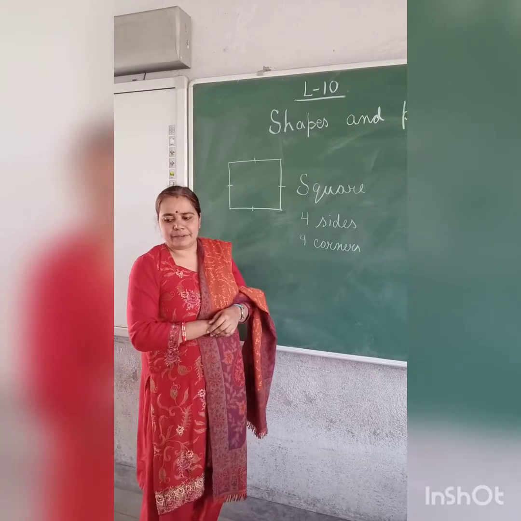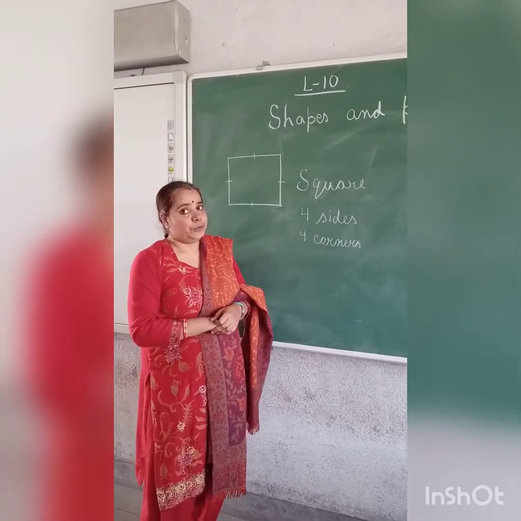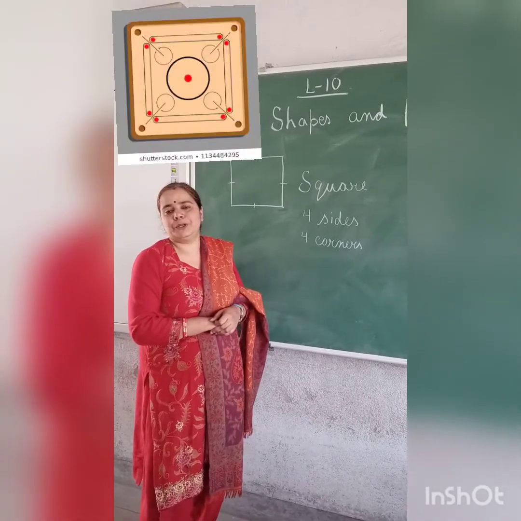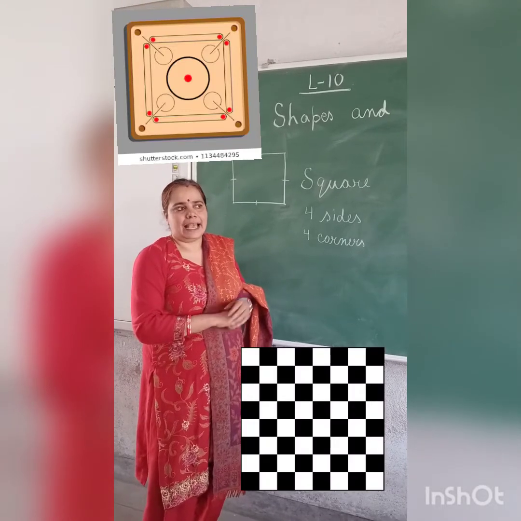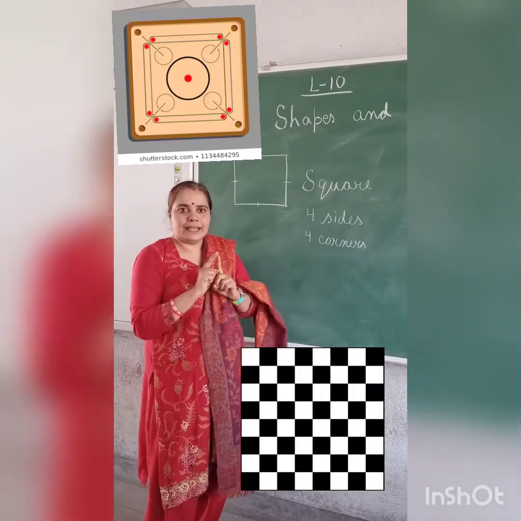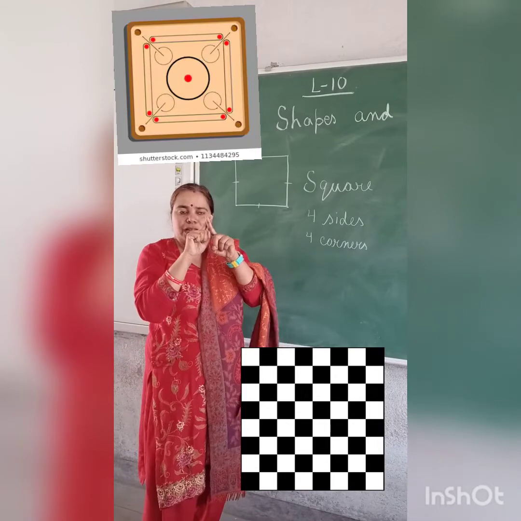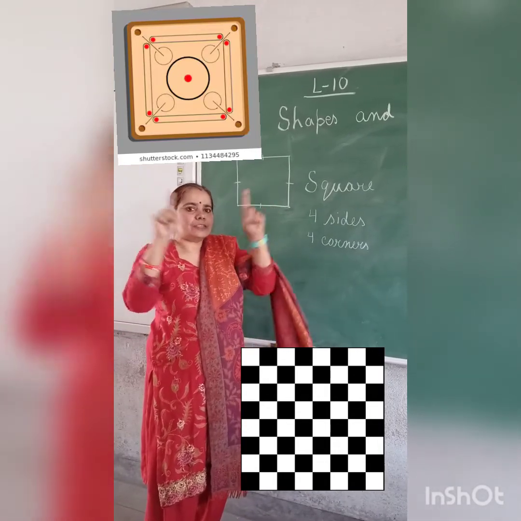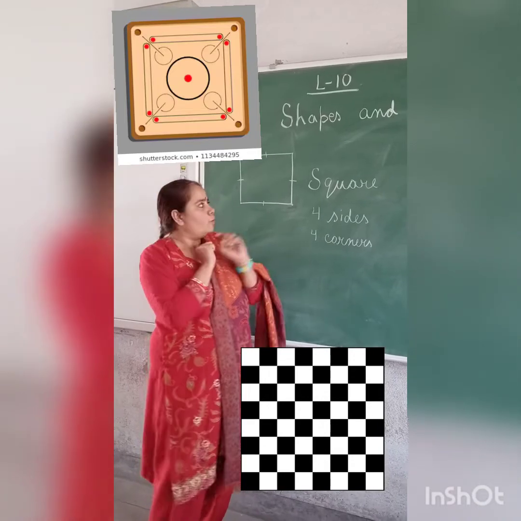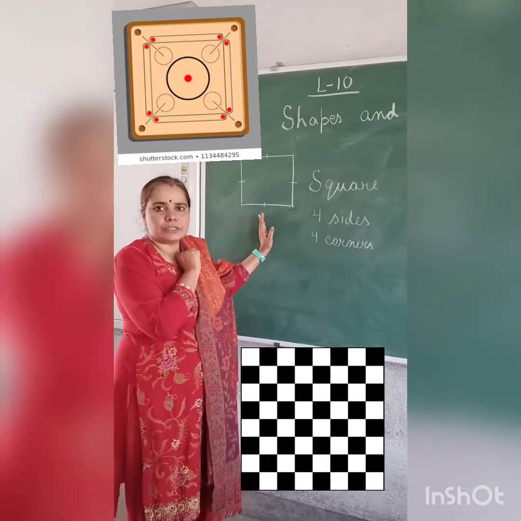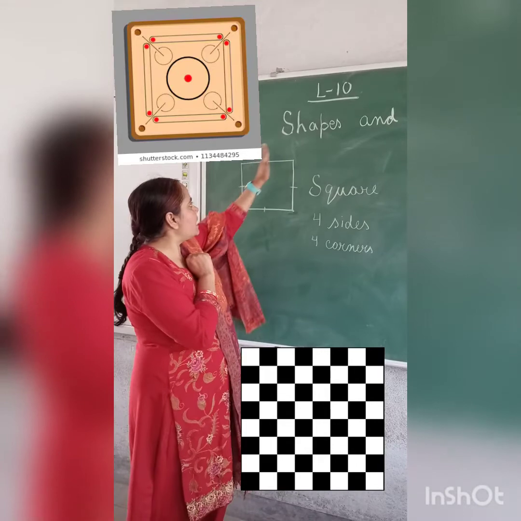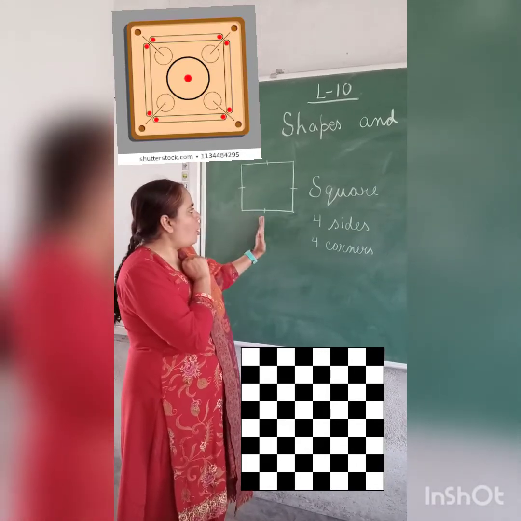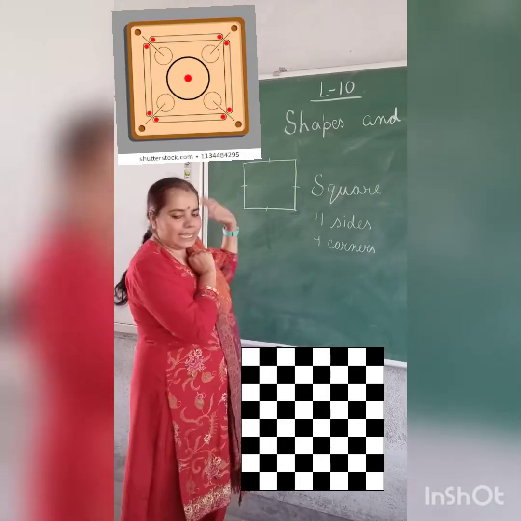Yes, tell me fast. Do you play carom? Do you play chess? Have you seen the carom board? Have you seen the chess board? All are square in shape. And what is the most important thing about a square? All four sides are equal.